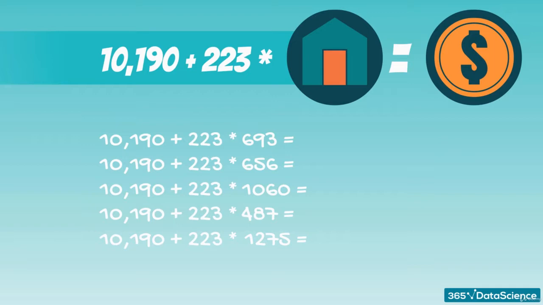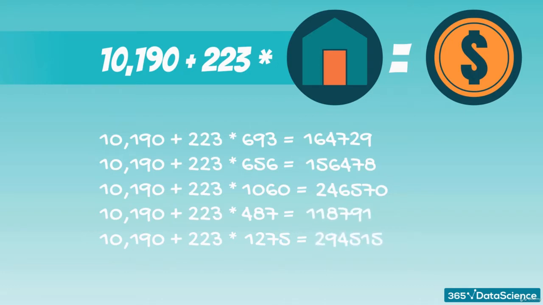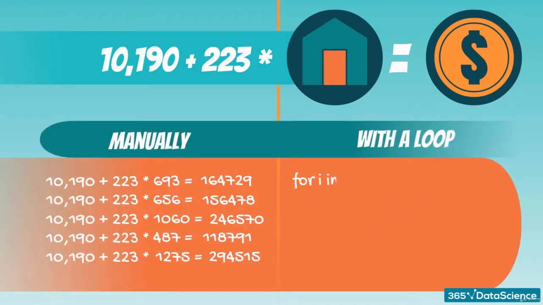What you want to do is plug in each size in the equation and find the price of each house, right? Well, for the first one, we get 10,190 plus 223 times 693 equals 164,729. Then we can find the next one, and so on until we find all prices. Now, if we have 100 houses, doing that by hand would be quite tedious, wouldn't it? One way to deal with that problem is by creating a loop. You can iterate over the sizes, multiplying each of them by 223 and adding 10,190.